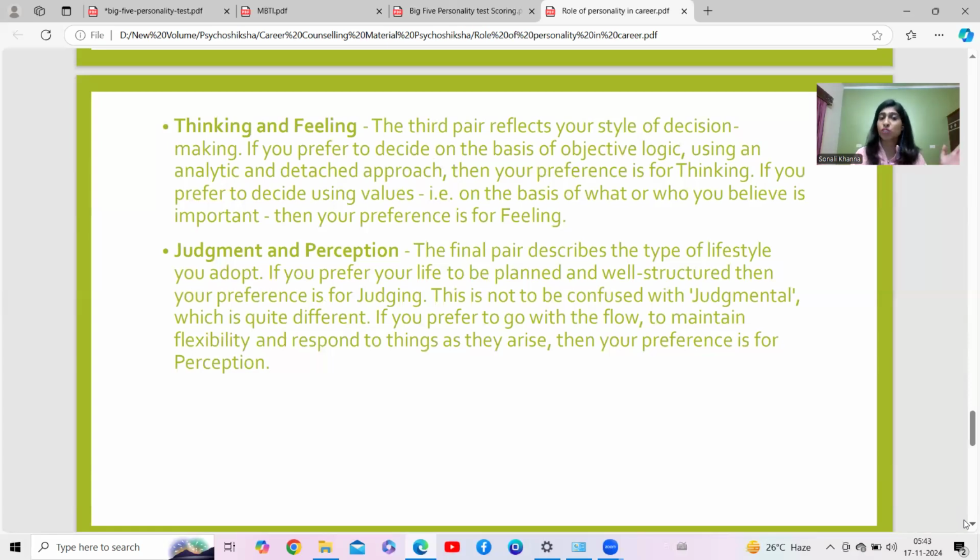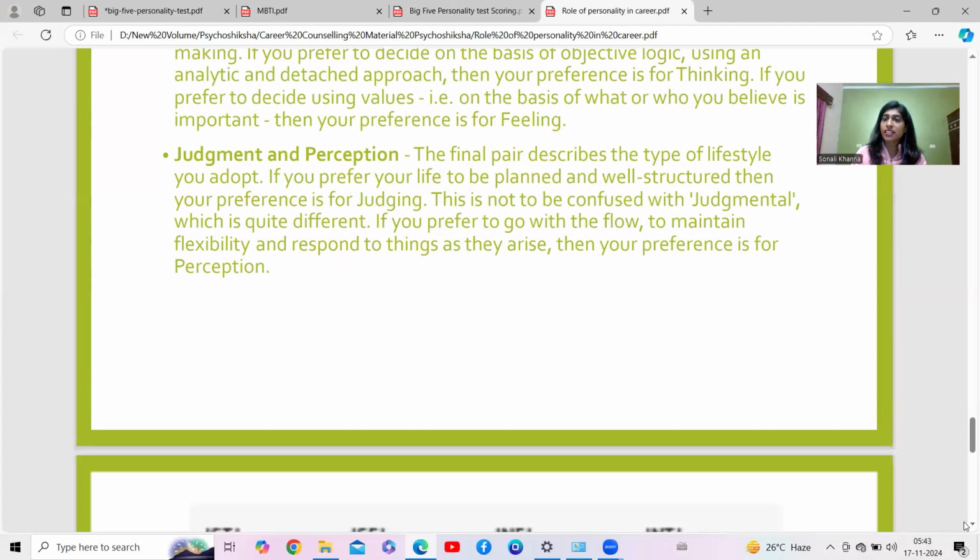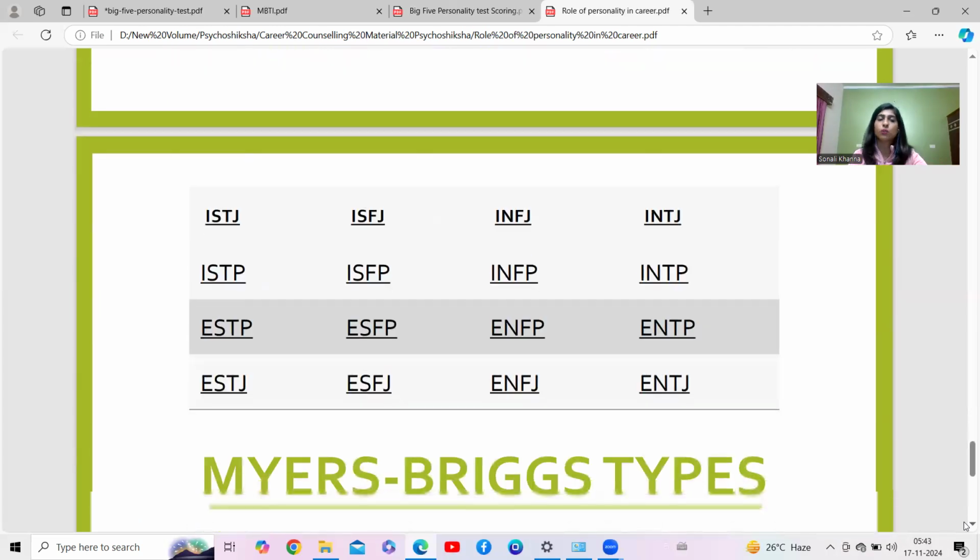Judgment here does not mean judging someone. It is about how you adopt a lifestyle. A person who has judgment as an adoption of lifestyle is very well structured and planned, predetermined. On the other hand, a person with perception goes with the flow. They are not very planned, not very predetermined. They're spontaneous.